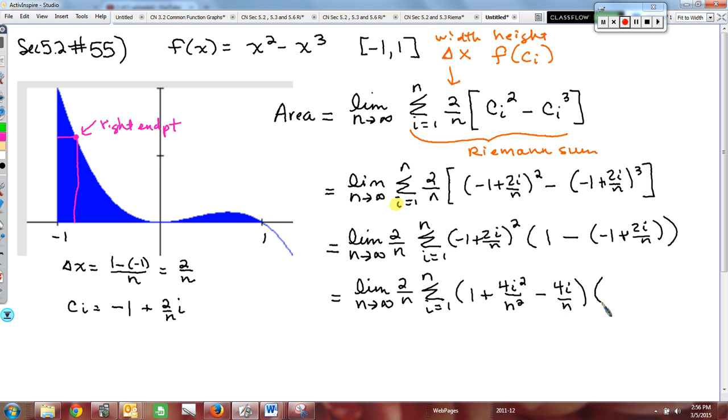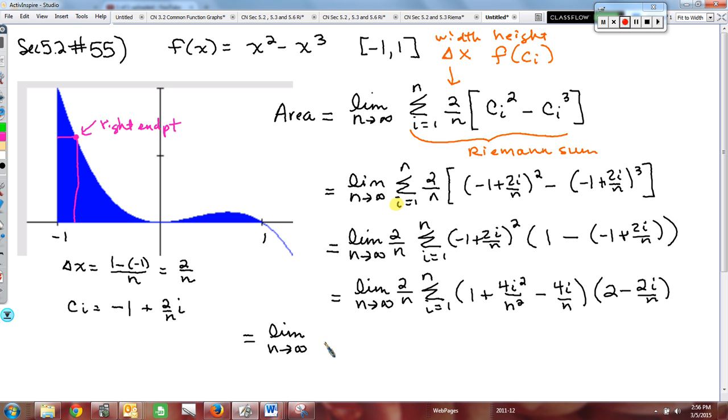Simplifying over here, I'm going to get 1 plus 1, which is a 2, and then minus 2i over n. So that gets me to there. And again, I'm still not quite to a sum as I still have a product in here. Now I am just going to distribute through here. I'm going to move over a little bit, give myself a little extra room.